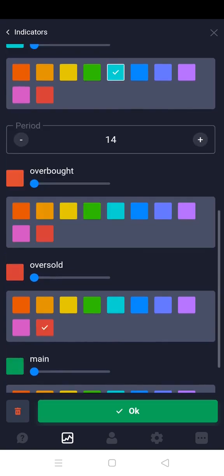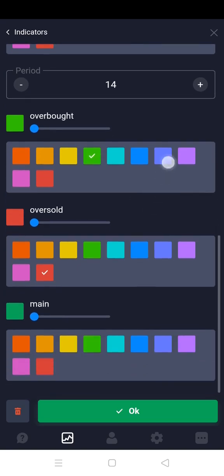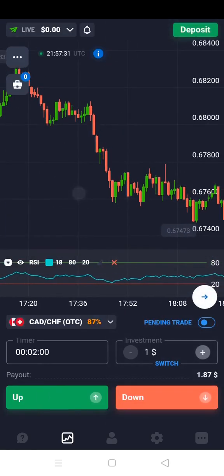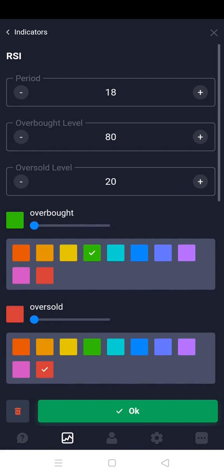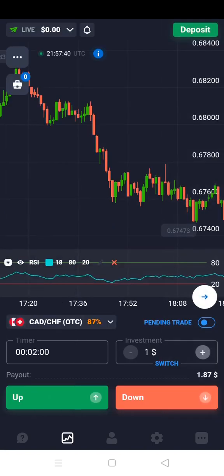Overbought here, we make it green. Oversold, leave it as red. This one, I will click on OK, and that's it. So that is the settings I use, all right, for this. Although when we start our trading strategy video, you get all the settings.